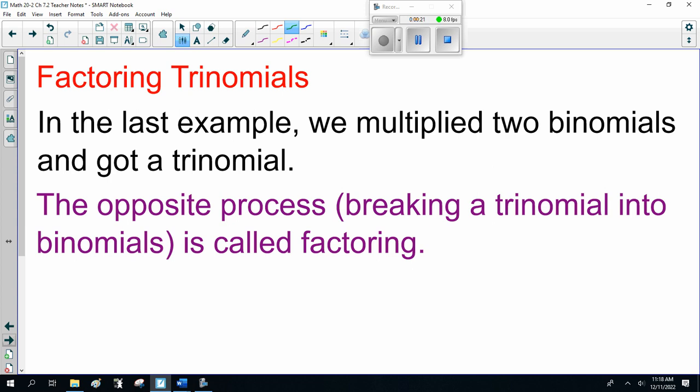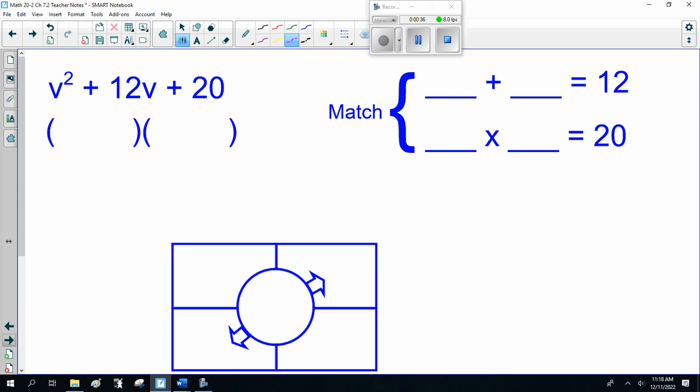Now, in the last example, we multiplied two binomials and got a trinomial. That is something with three terms. The opposite process, breaking a trinomial into binomials, is called factoring. Now, something you learned in Math 10C, sorry. Something like this, v squared plus 12v plus 20. I need to factor that. That is, if you think about it, v plus something times v plus something.